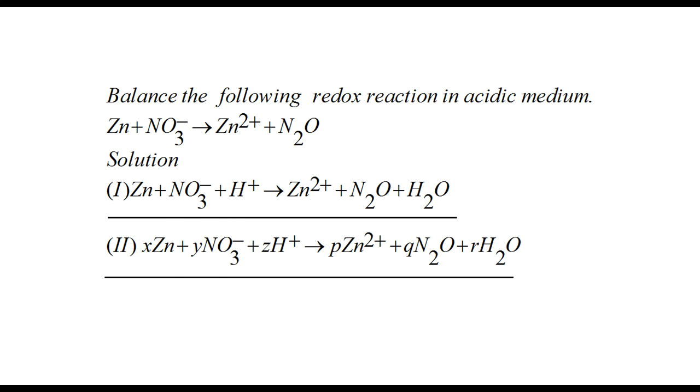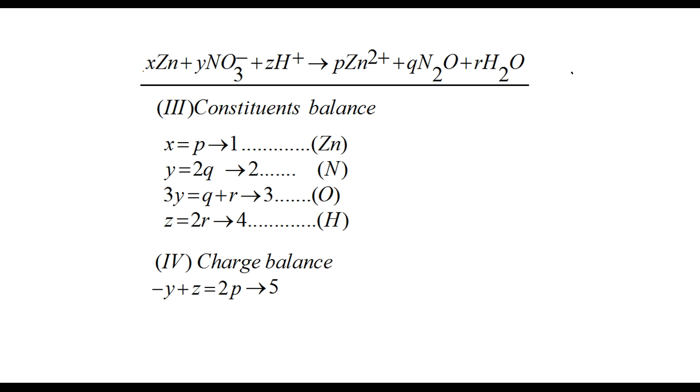For example, in case we want to balance the number of zinc atoms, then over the LHS there are X atoms of zinc, and over the RHS there are P atoms of zinc. So therefore X must be equal to P, because we want to balance the constituents.